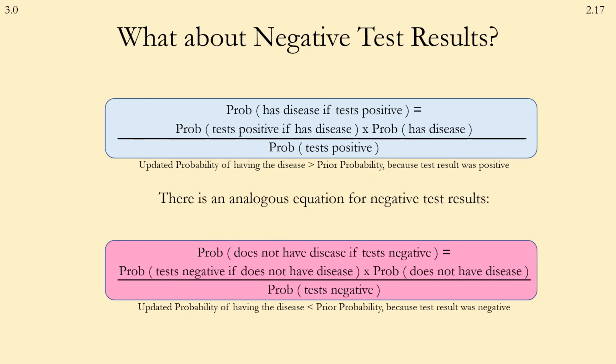Now, what about negative test results? Well, of course, tests don't always come back positive. Tests can come back negative. And the question is, when a test comes back negative, how much will that decrease the probability that the statement is true? And we have an analogous equation to our baby blue box. I'll call it the baby pink box. And this is the formula that you use when the test comes back negative. So there's actually 2 formulas. And you need to use the one that's appropriate, depending on whether the test comes back positive or negative.